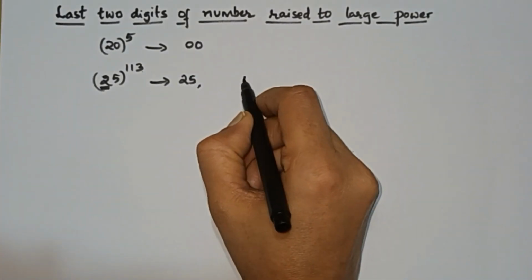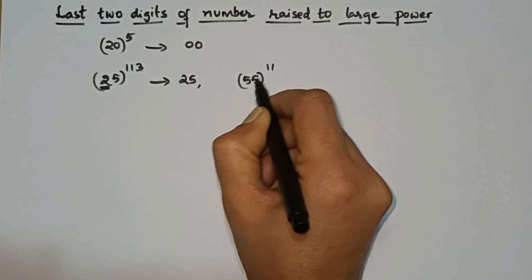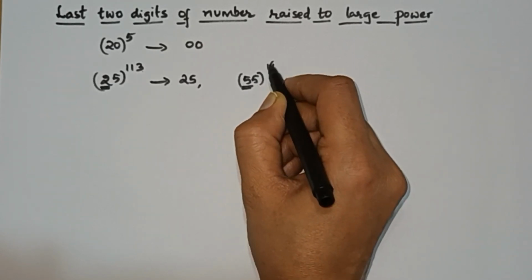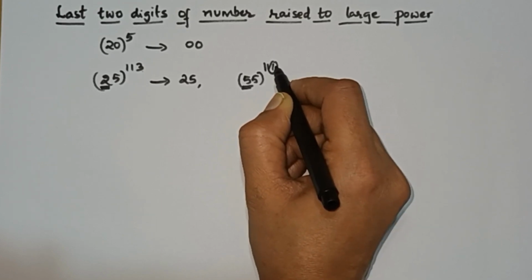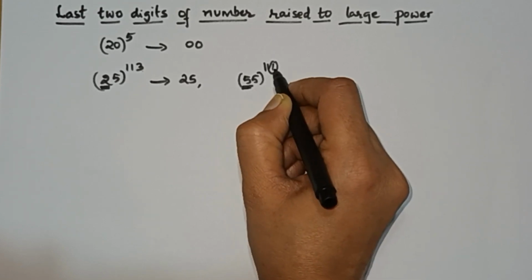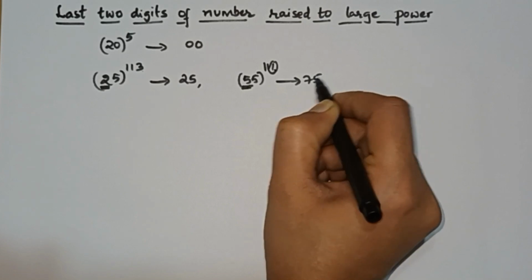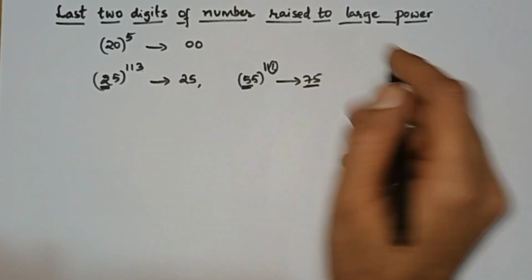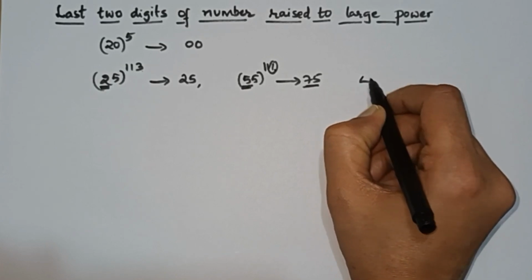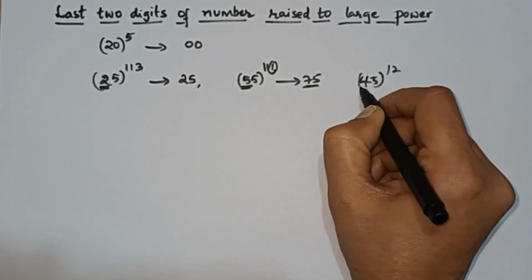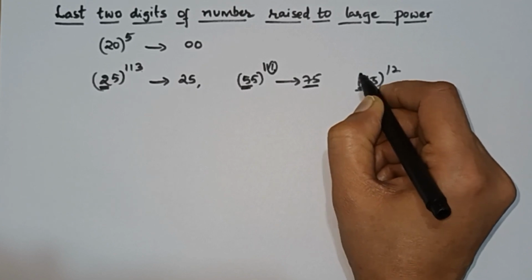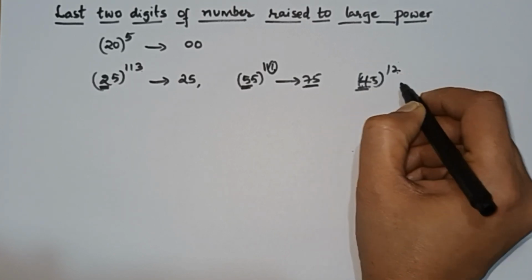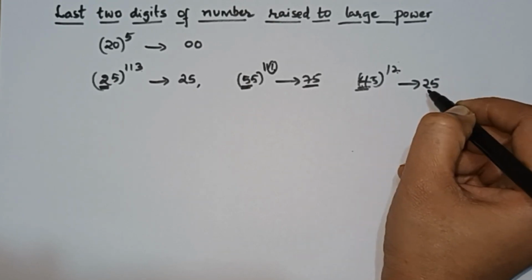In this case, the number ends in 25. Similarly, if you have 55 to the power 11, the tens digit is 5 and the last digit of the power is 1. This is also odd, this is also odd. In this case, the number ends with 75. In all other cases, the number ends with 25. One more example, 45 to the power 12. Here the tens digit is 4 and the last digit of the power is 2. Both are even, so the number ends in 25.